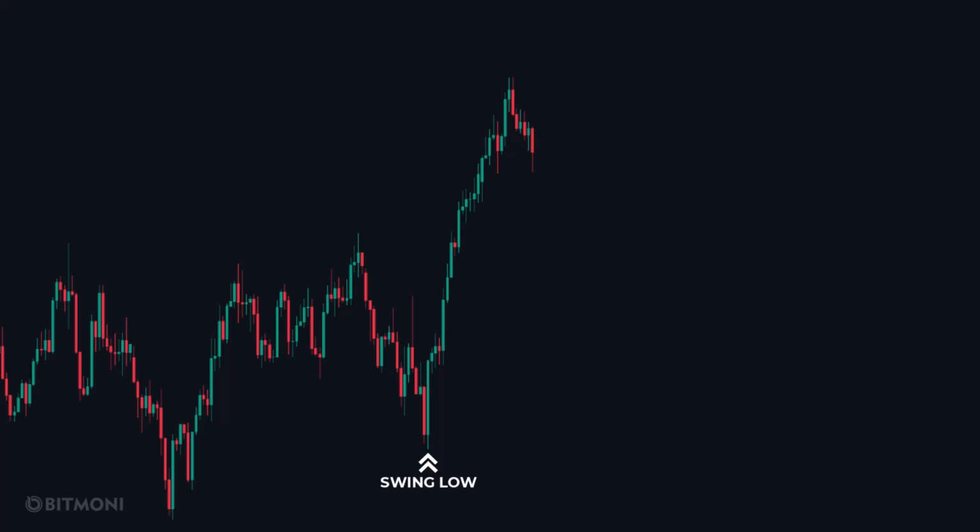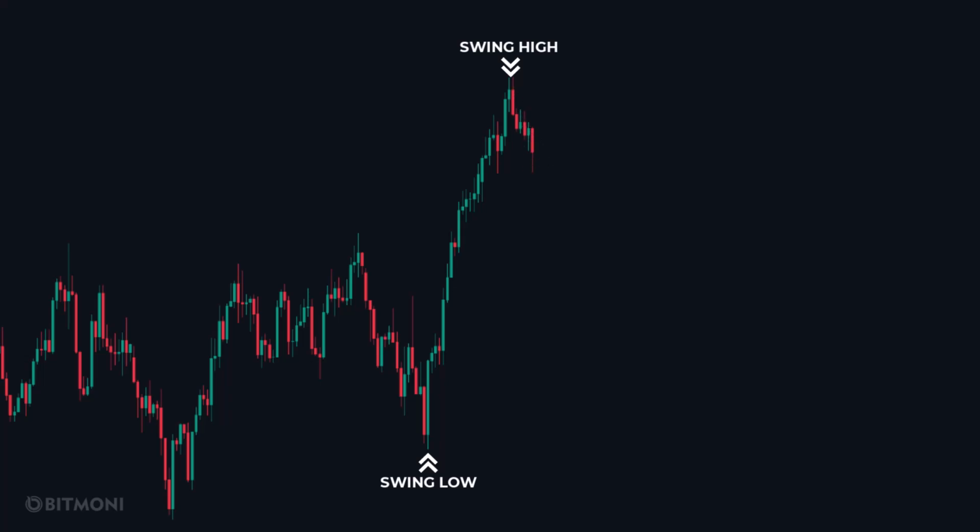Likewise, a swing high represents the highest point the price reached before reversing downward. In this example, we can see that price moved upward and then experienced a minor pullback at this level, marking this point as the clear swing high. Keep in mind that for a level to be considered a swing high, a slight pullback must occur at the end of the upward move.